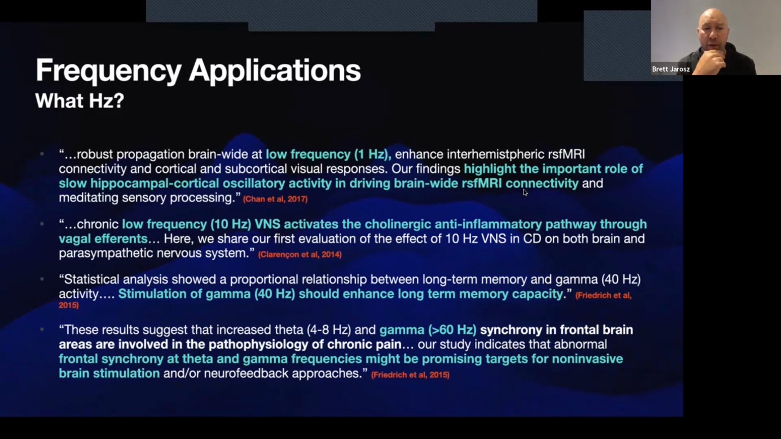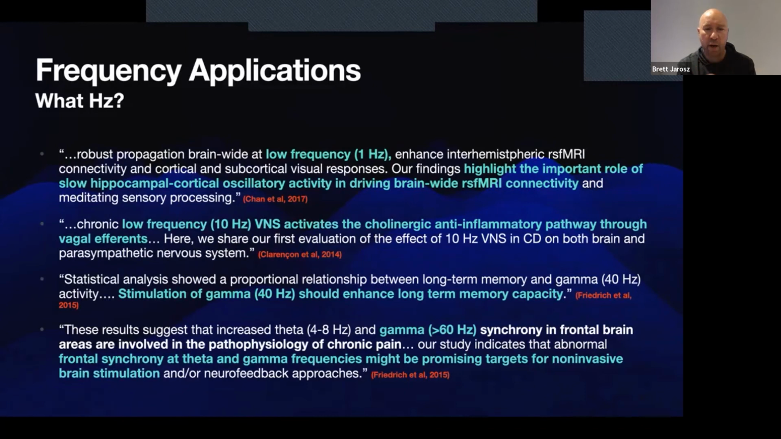Then our gamma frequency, this 40 hertz. If we look at a lot of the research out there, whether it was light flickering at 40 hertz, sound at 40 hertz, or laser therapy at 40 hertz, this gamma frequency appears to be very, very important for our brains, in particular as it relates to neurodegenerative diseases like Alzheimer's, dementias, these cognitive things. So stimulation of gamma should enhance long-term memory capacity. And again, I've got a bunch of studies on those frequencies.